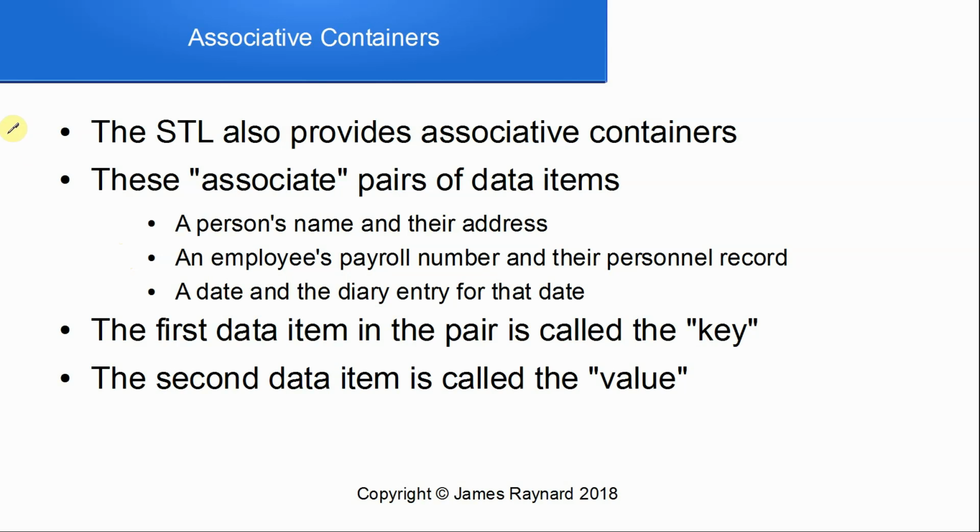The other main type of container in the standard template library is the associative container, and these are called associative because they associate pairs of data items. So for example, we could pair up someone's name and their address. We could pair up an employee's payroll number and the personnel record for the employee. We could pair up a date and the diary entry or some event for that date, and so on. The first data item of the pair is called the key, so that's the person's name, the payroll number and the date. And the second data item is called the value. So that's the address, the personnel record and the diary entry which corresponds to the key date.